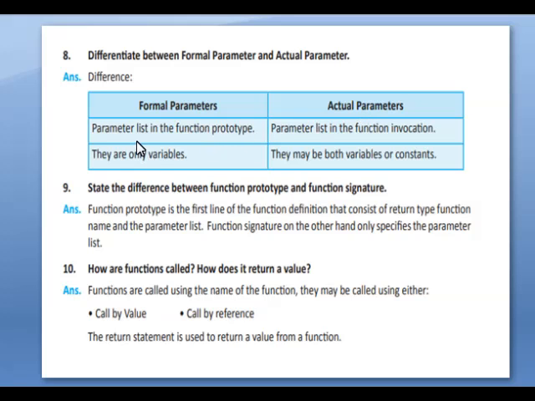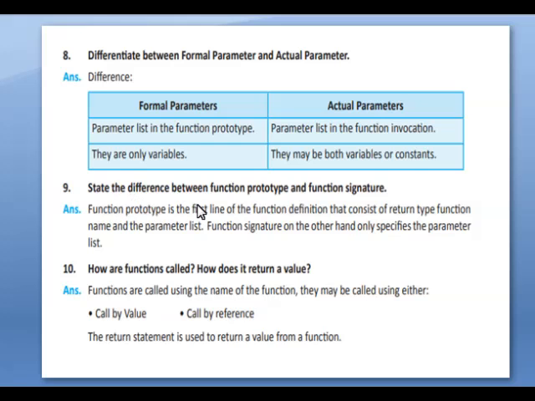In formal parameters, the parameter list is in the function prototype. In actual parameters, the parameter list is in the function invocation. Then formal parameters are only variables. Actual parameters may be both variables or constants.